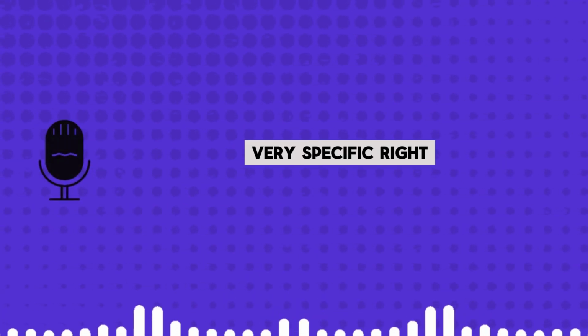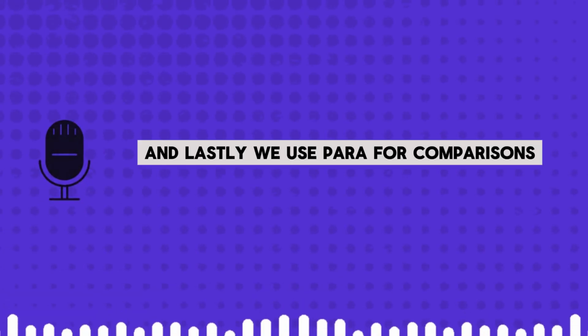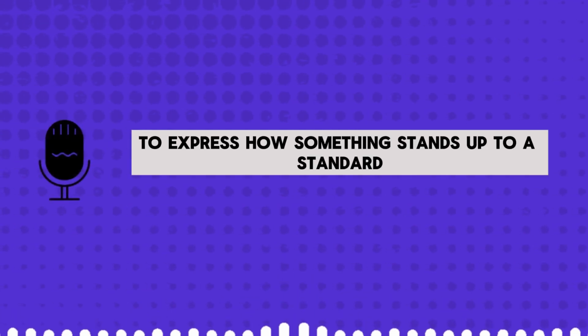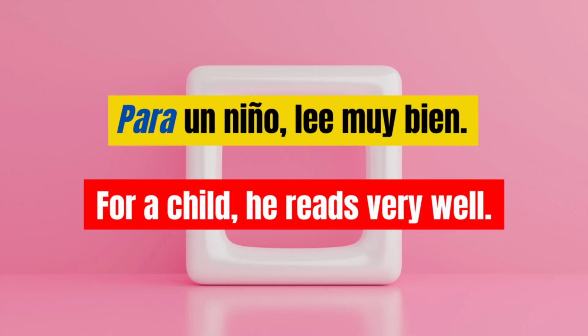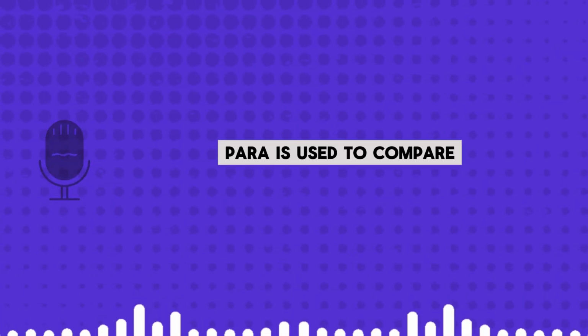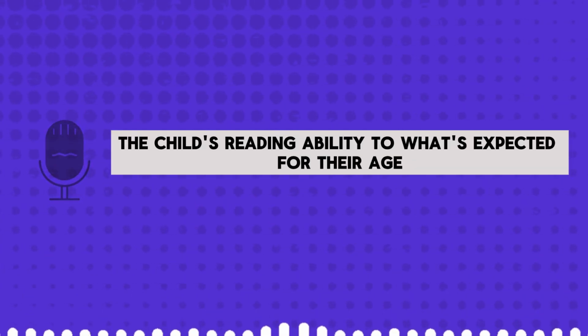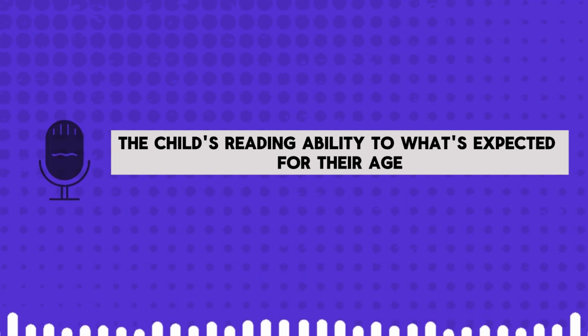Very specific, right? And lastly, we use para for comparisons, to express how something stands up to a standard. Para un niño, lee muy bien. For a child, he reads very well. Here, para is used to compare the child's reading ability to what's expected for their age.